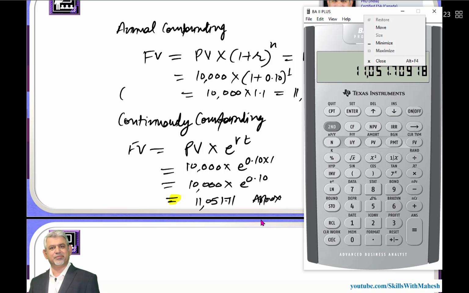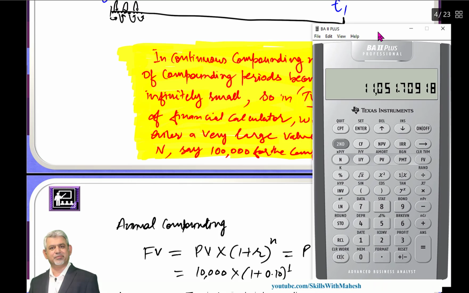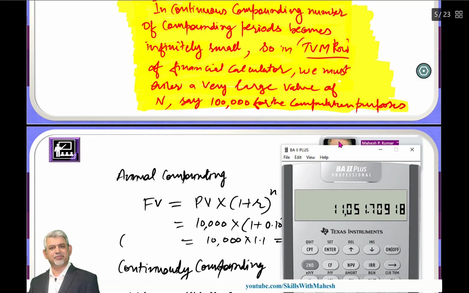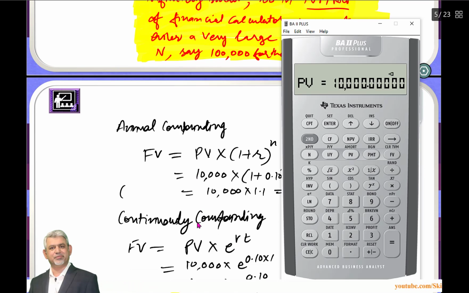Now we can do the same calculation, as I said earlier, with n as a very high number. So let us do it this way. So here I will clear everything. Second, clear TVM. Second, clear work. 10,000 I will enter as present value. So we are now actually using the second method, which is the TVM row method of calculating the future value for a given continuous compounding rate. Previously we used a formula method, but now we are using the TVM row.